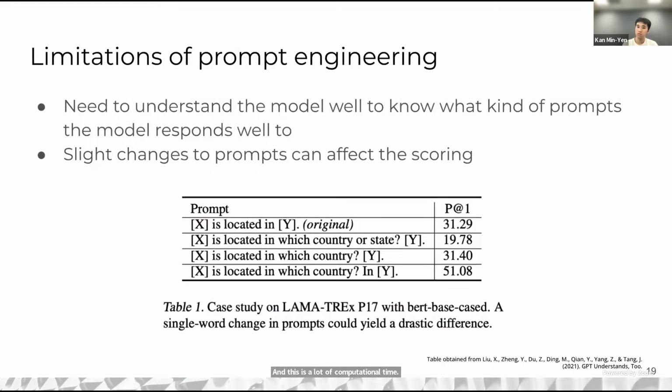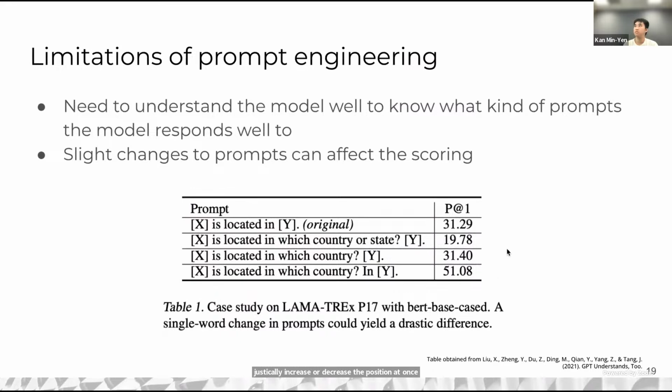However, there are some limitations of prompt engineering. First, we need to understand the large language models well enough to know what kind of prompts the model responds well to. Next, the phrasing of prompts can affect the scoring as well. For example, using the BERT model, changing the prompt slightly, such as adding 1 or 2 more words, can drastically increase or decrease the precision at one scoring.